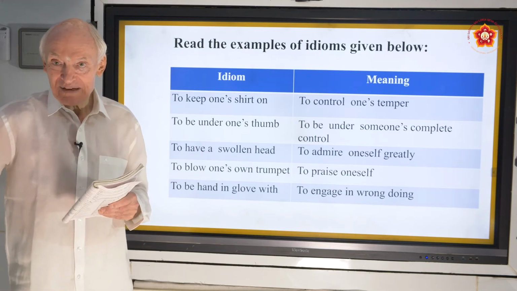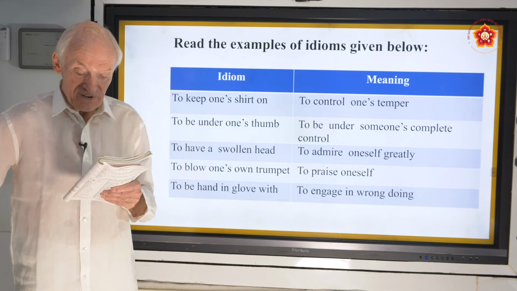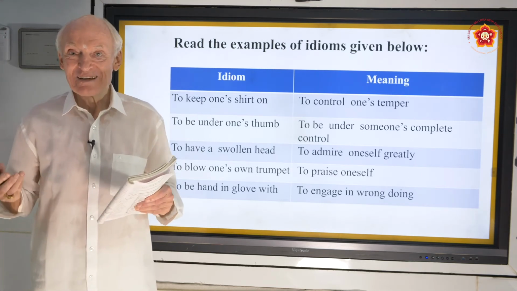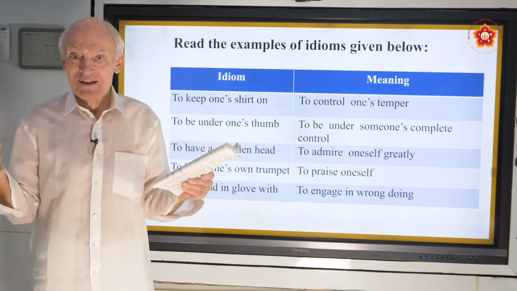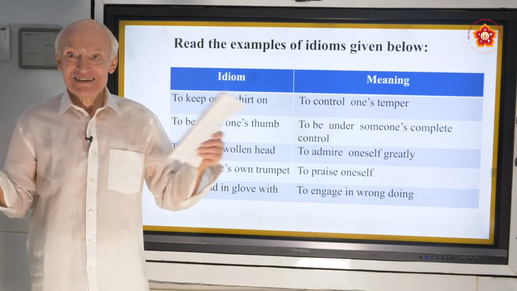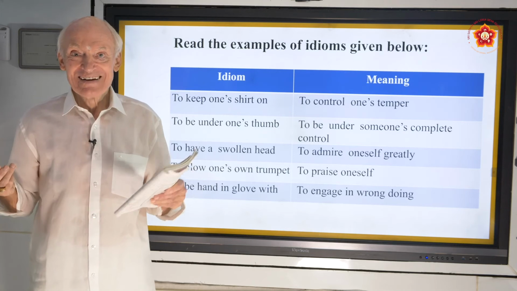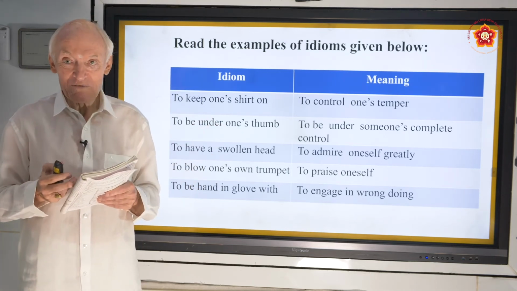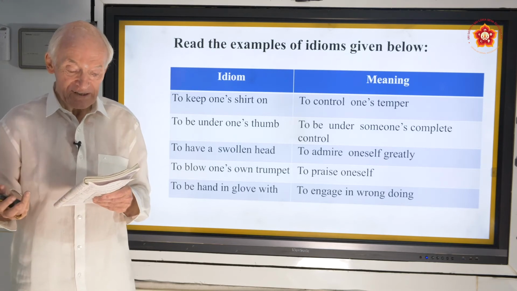You know, sometimes your father or your mother keep you under their thumb, under complete control. To have a swollen head. Sometimes you do really well in a race, or you hit a sixer or 3 sixers in a game, and your head gets a little swollen. You have a little bit of ego. It's to admire oneself greatly, is to have a swollen head.